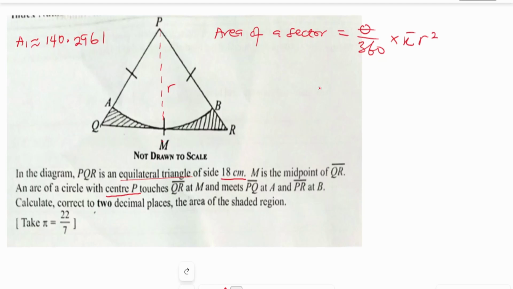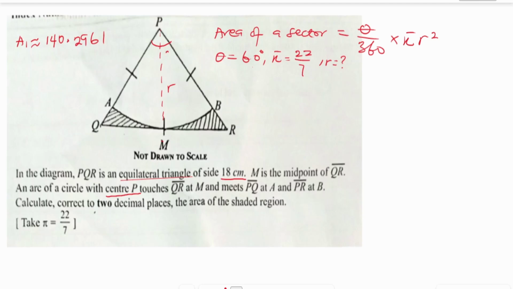And from the information here, we know theta to be 60 degrees. So theta is 60 degrees. Pi we've already been given as 22/7, and the radius we don't know yet, so let's work out the radius of the circle. To work out the radius of the circle, this PM here divides the 60 degrees at the top into two equal parts, or it bisects the angle QPR.